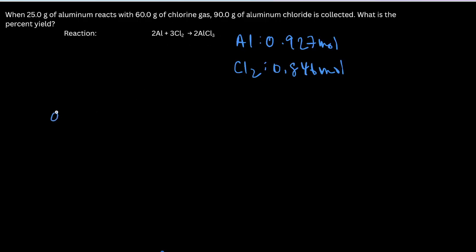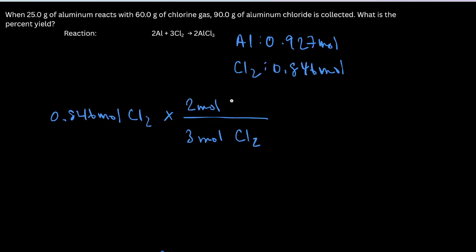So we take our 0.846 moles of chlorine, that limiting reactant. According to our equation, for every 3 moles of chlorine that reacts, we should be getting 2 moles of aluminum chloride, AlCl3. Canceling out our moles gives us an answer of 0.564 moles of AlCl3.